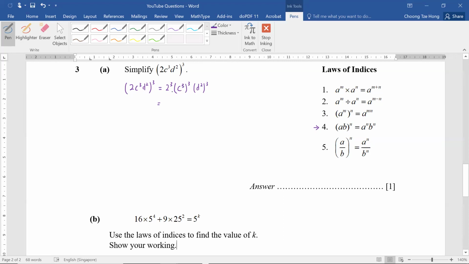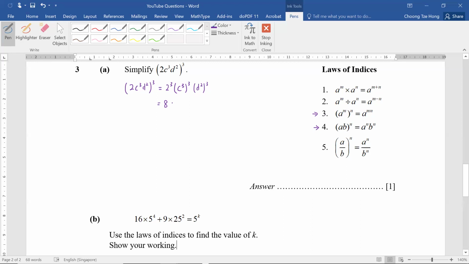Inside, 2³ will just be 8. Then over here we have (c³)³. Now we only have one term inside the bracket, so we can apply law number 3. When we have one term inside the bracket that has a power, and outside there's a power, you will just open up to a to the power of m times n. So (a^m)^n will open up to a^(m×n).